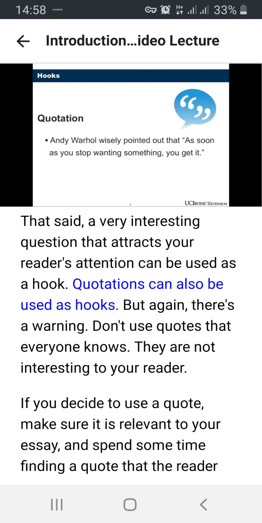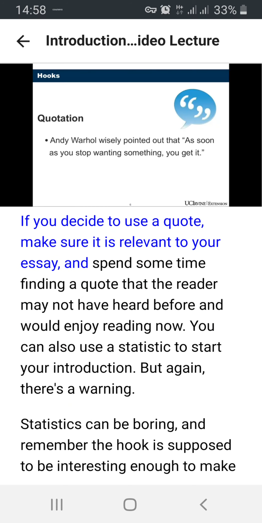Quotations can also be used as hooks, but again there's a warning. Don't use quotes that everyone knows. They are not interesting to your reader. If you decide to use a quote, make sure it is relevant to your essay, and spend some time finding a quote that the reader may not have heard before and would enjoy reading now.